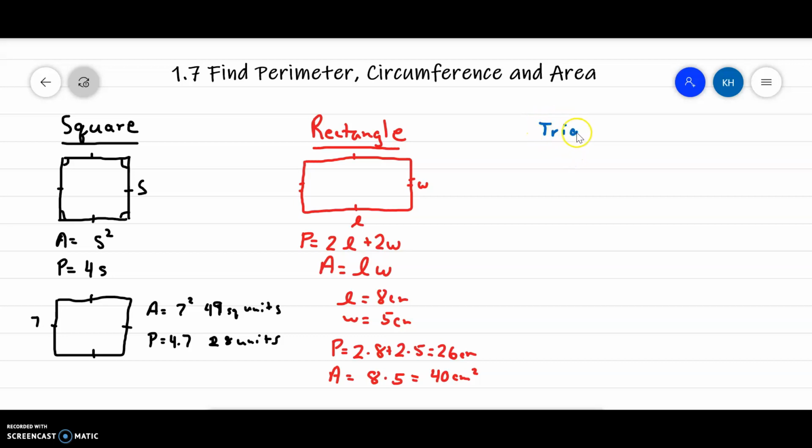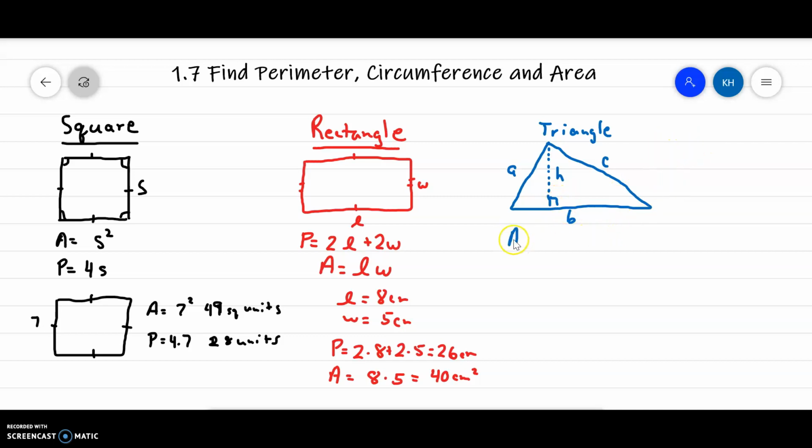Let's move on to triangles. Triangle. It's got 3 sides. A, B, and a C. B stands for the base. And then we have the height. Height is always measured perpendicular to the base.